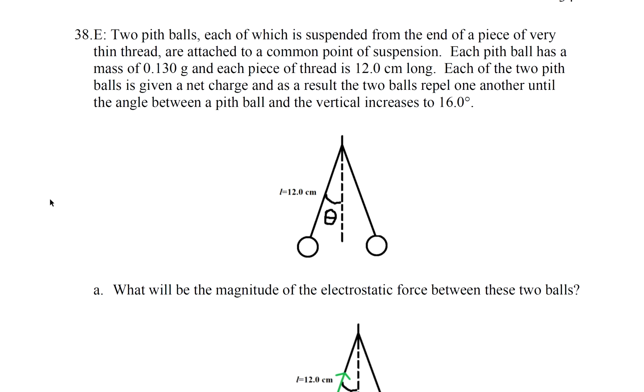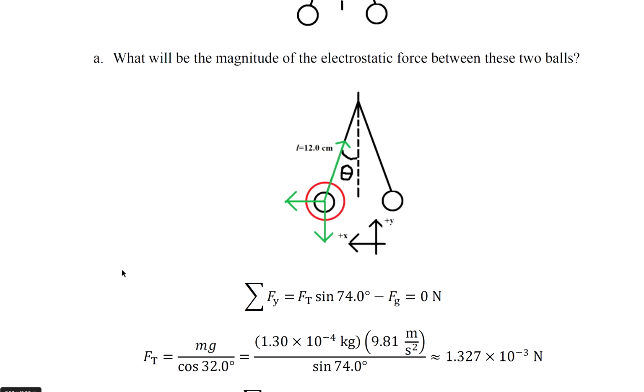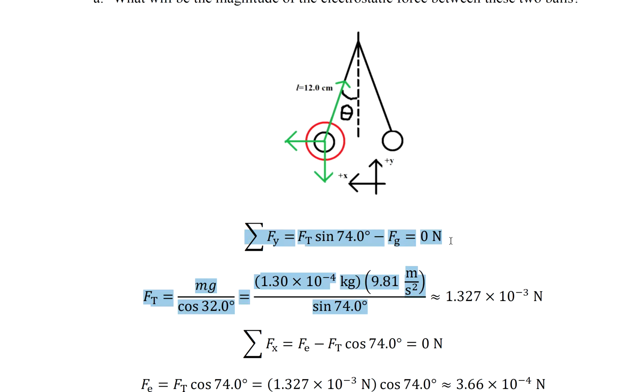Question 34. Two pith balls, each of which is suspended from the end of a piece of very thin thread, are attached to a common point of suspension. Each pith ball has a mass of 0.130 grams, and each piece of thread is 12 centimeters long. Each of the two pith balls is given a net charge, and as a result, the two pith balls repel one another until the angle between a pith ball and the vertical increases to 16 degrees. So part A, what would be the magnitude of the electrostatic force between these two pith balls? So sigma F sub y is equal to ma equals 0, because a is 0, this isn't moving.